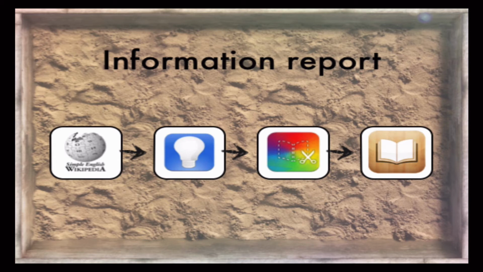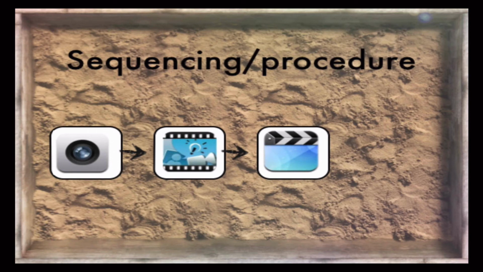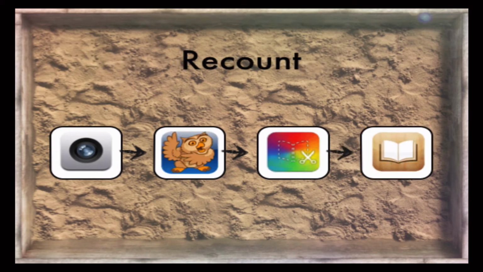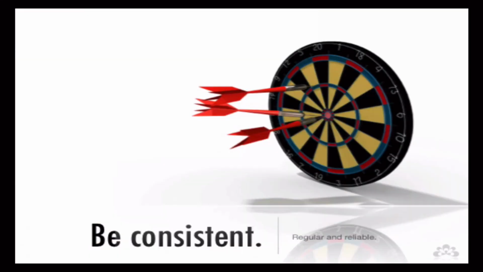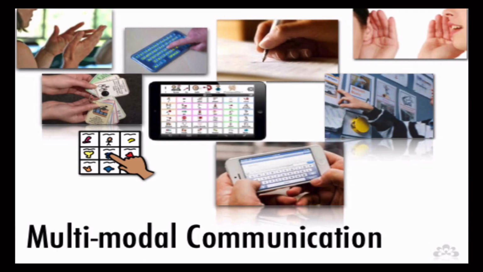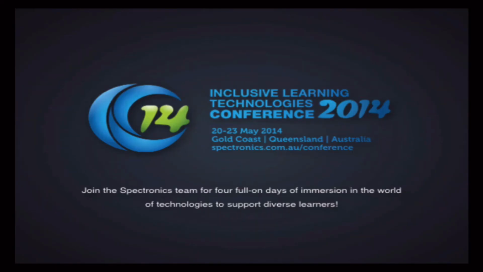So regardless of the student's ability level, we can adapt using the iPad, using a sequence of different apps to produce an information report in a book format. We might look at sequencing or procedural texts or creating procedures and come out at the end with a product being a video using this sequence of apps on the iPad. Or maps, we're going to look at how you could create a recount using this sequence of apps on the iPad. At the end you're going to collect some key tips, some key web links and some key messages, and you're going to get some of them now. But that's basically what we're going to be covering today.